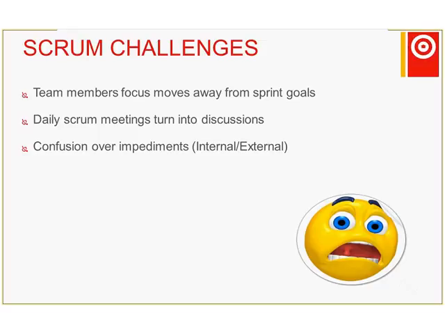But there are challenges when the team moves away from the goals, when the team loses focus. The daily Scrum meetings are there to just talk about what happened yesterday, what's to be done today, and impediments, but that can turn into a discussion. So the team has to be aware of that and keep their focus precise. And then there's confusion over what is happening internally and externally.